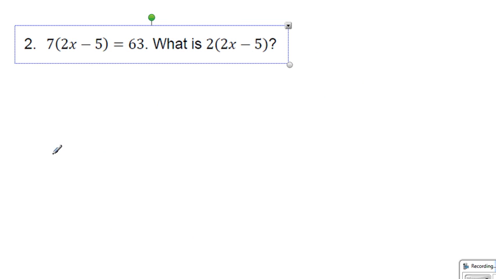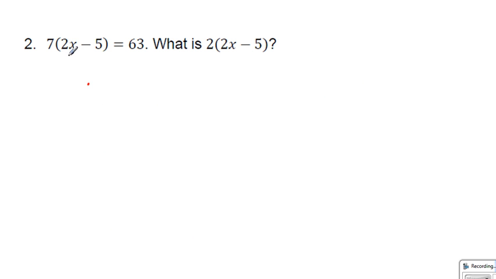Alright, let's look at number 2. Here, when you read this question, 7 times (2x minus 5) equals 63, and what is 2 times (2x minus 5)? Notice that 2x minus 5 is repeated. In this case, we don't have to find out the value of x, but rather we're going to play with this expression, 2x minus 5.